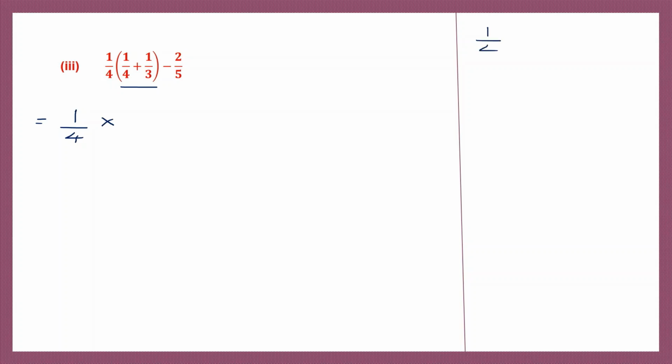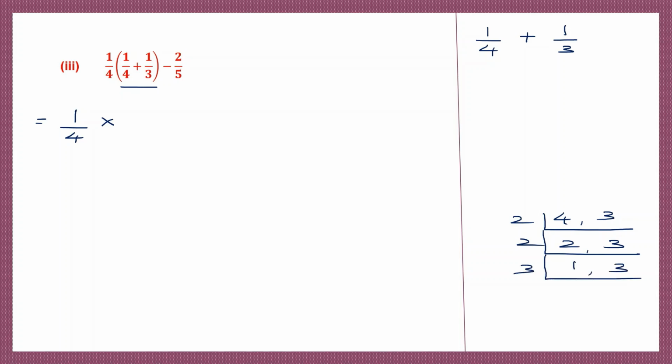So that is 1 by 4 plus 1 by 3. So let's find the LCM of 4 and 3. Starting with 2, 2 2s are 4, and then you bring down 3, continue with 2, 1 and 3. Again you can use 3, 1 and 1. So the LCM is equal to 2 into 2 into 3. 2 2s are 4, 4 3s are 12. So let's use 12 here.